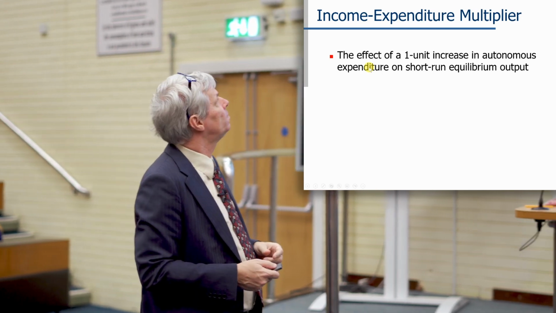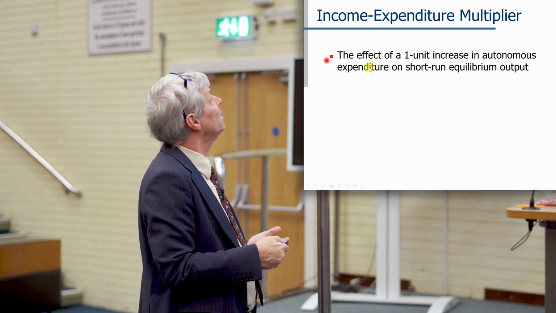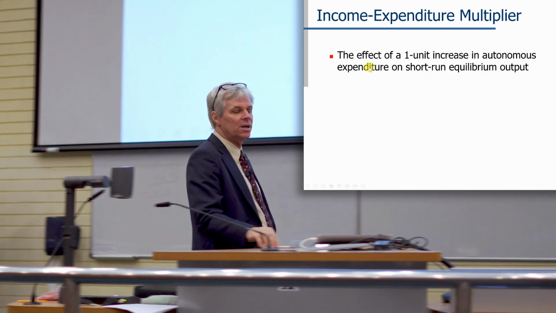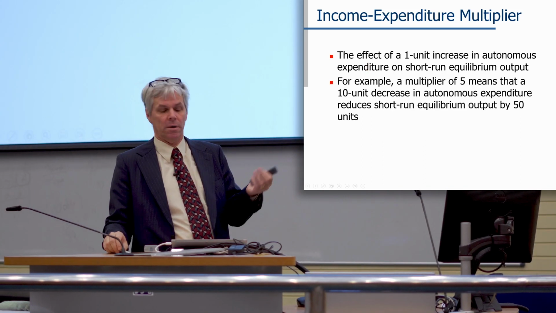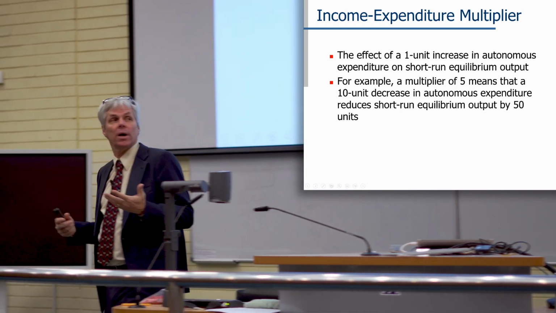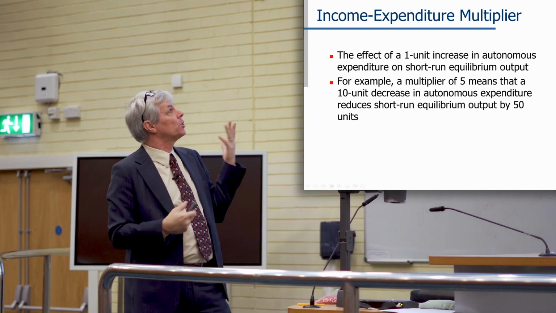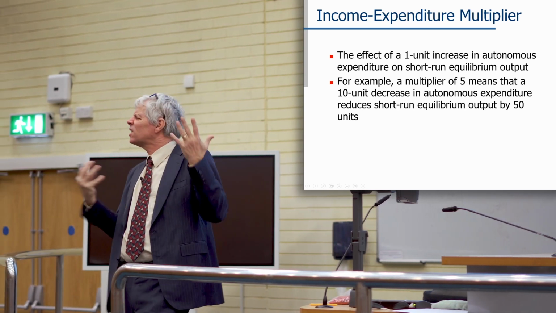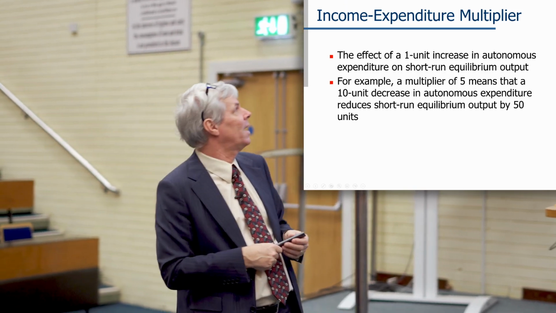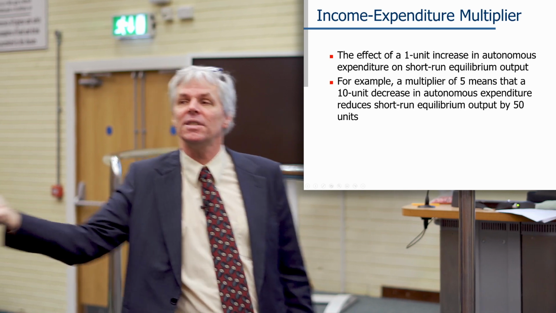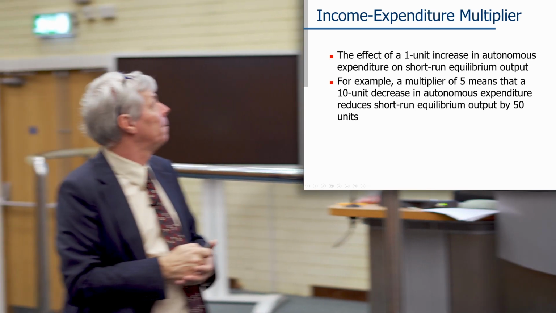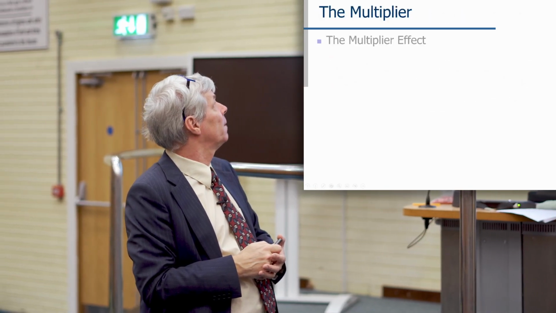The multiplier is by definition the effect of a 1 unit increase in autonomous expenditure on short run equilibrium output. So autonomous expenditure goes up by 1. What happens to output overall? If we have a multiplier of 5, which is more realistic than 20, then if we have a 10-unit decrease in autonomous expenditure, output would go down by 50, just like in the example in this model.